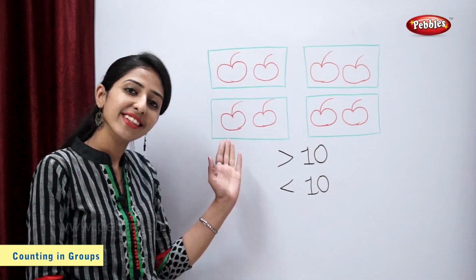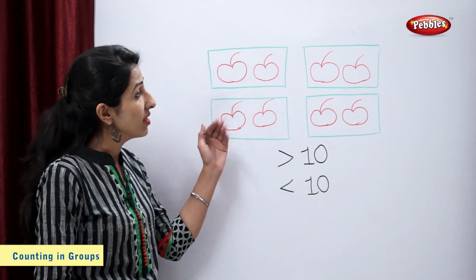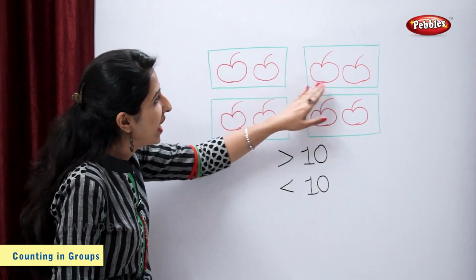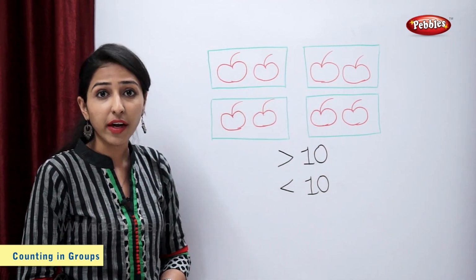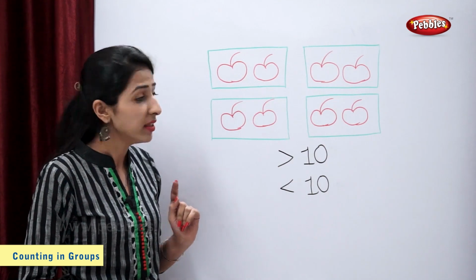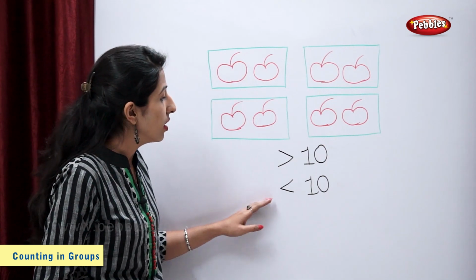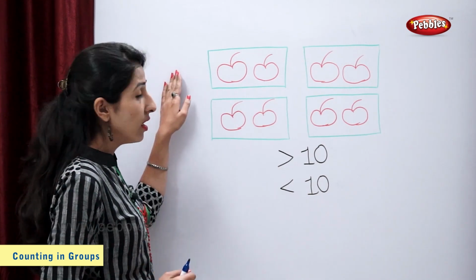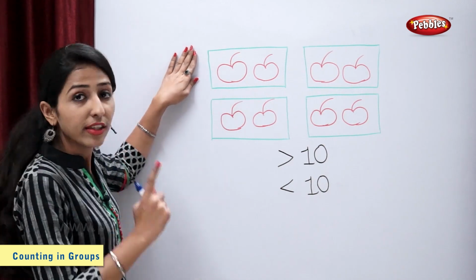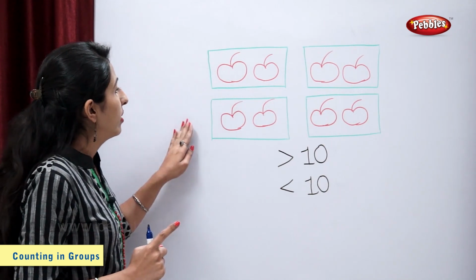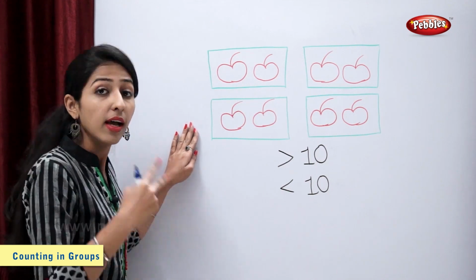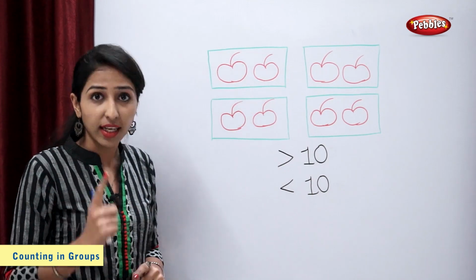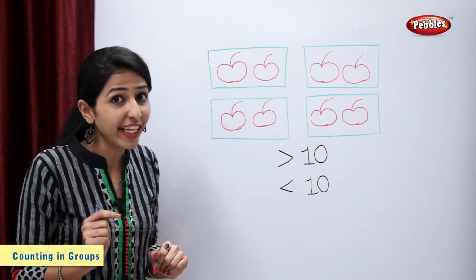Now let us solve this example. There are some apples on the board. These apples are arranged in pairs. Let us find out whether the total number of apples is more than 10 or less than 10. Let's count. There are 2 pairs in the first row. There are 2 pairs in the second row. So there are total 4 pairs consisting of 2 apples in each pair.